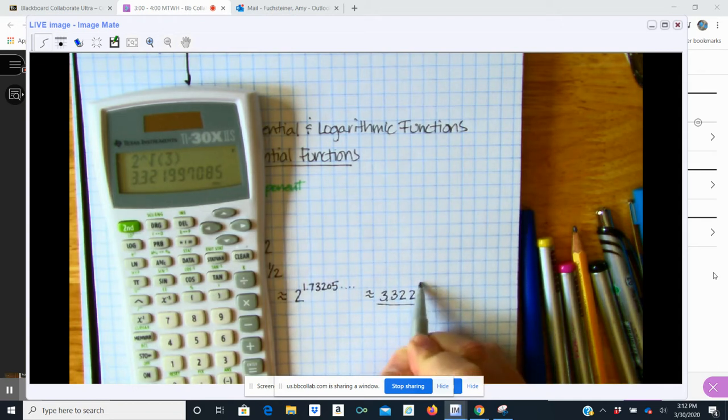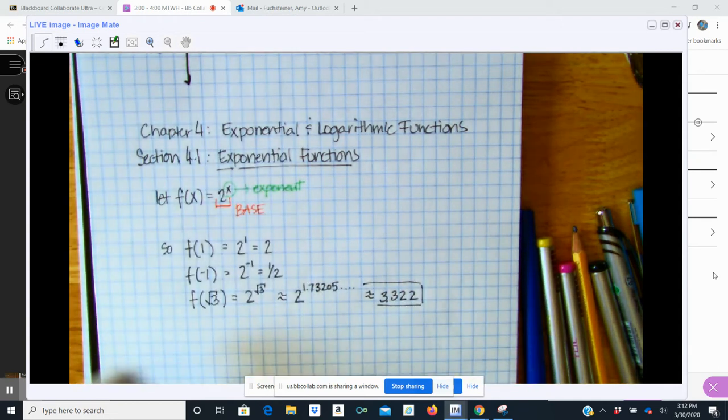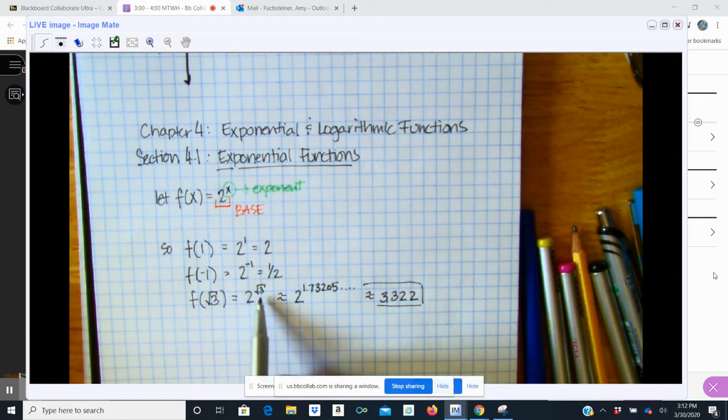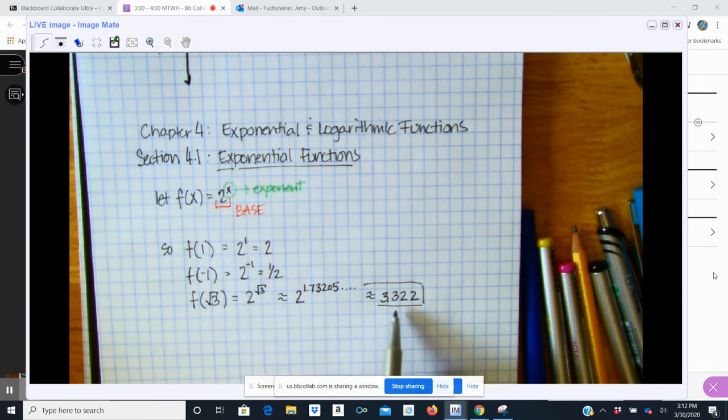Which, in a way, does make sense, because we know it should be less than 2 squared, right? Because the square root of 3 is going to be less than 2. So we know it should be less than 4, and we get that it's less than 4. So we can find an approximation for it.